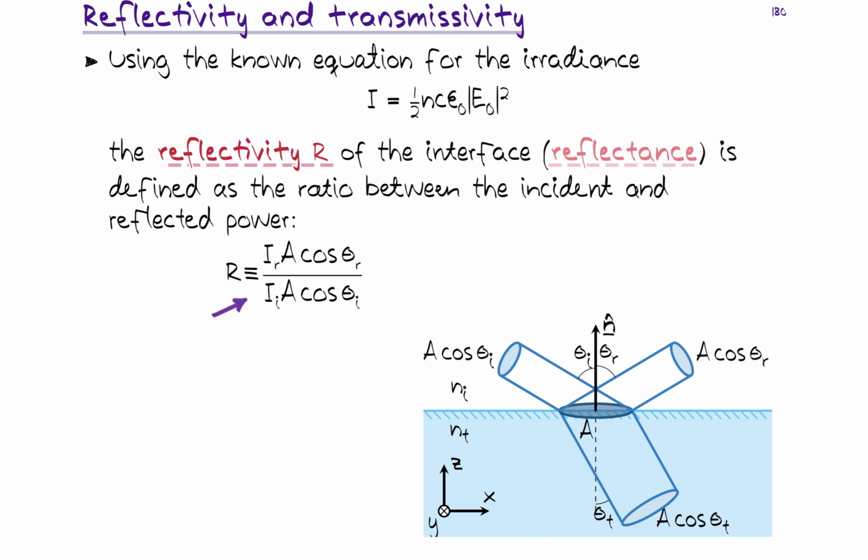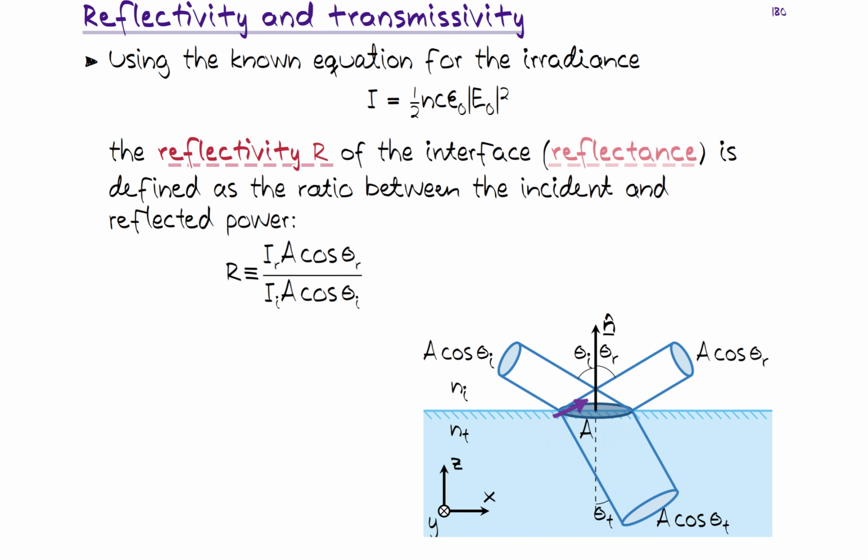Here I have the intensity or irradiance of the incident beam, II, and then the cross-sectional area, A times cosine of theta I. This tells me how much light is incident here, so how much energy per unit interval of time is incident on this area A at the interface. And then in the numerator, I have the reflected intensity IR times A times cosine of theta R. So I'm just looking at how much power is going through this cross-sectional area.